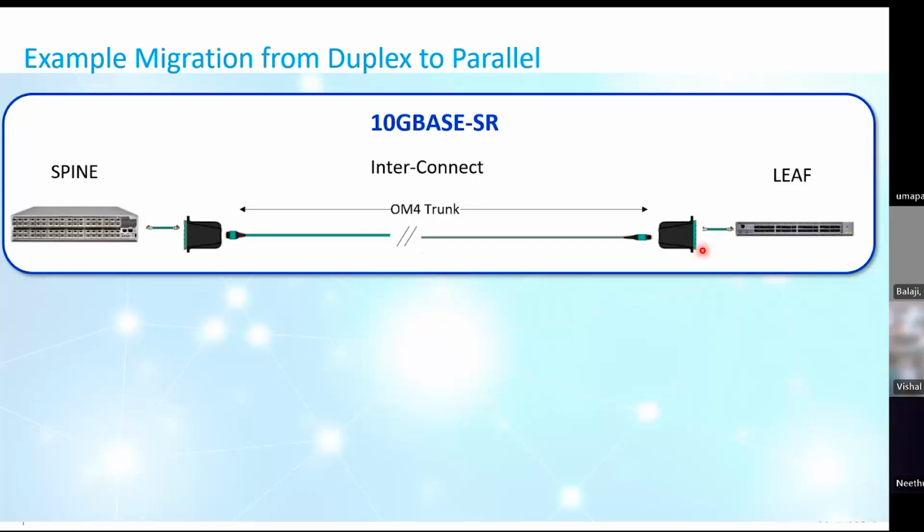So on the front side, you have LC ports. Just connect this cassette to the MPO connector. It's all factory-terminated connectors and tested, so you don't need to do any testing at the site. Just plug and play. Just plug into the cassettes at both ends.